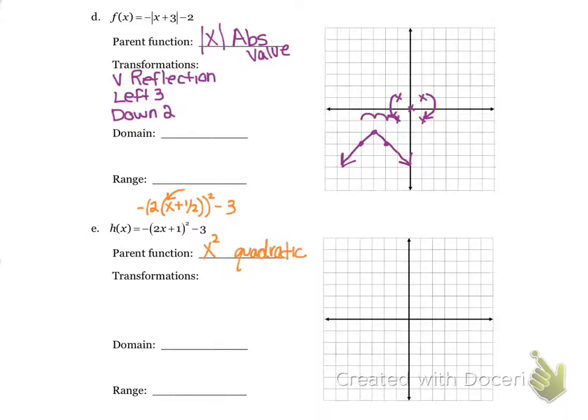Okay, so a couple of different transformations are happening. We have a vertical reflection. We're going to go left 1/2, and then we're going to go down 3. Okay, so I'm at 0, 0. Oh, and I missed one. That 2 in front is actually a horizontal compression.